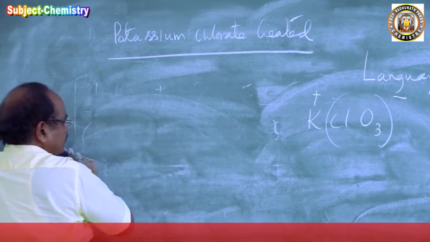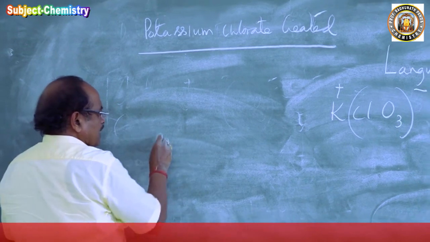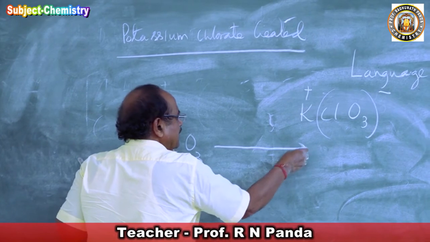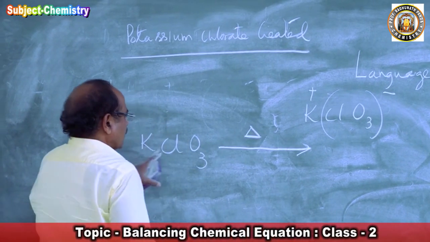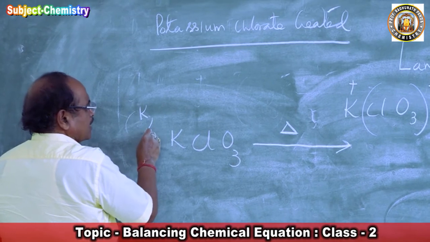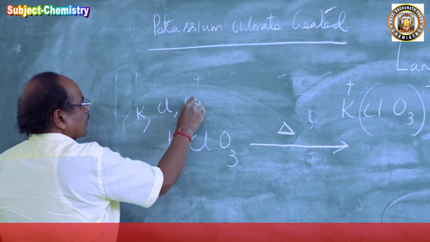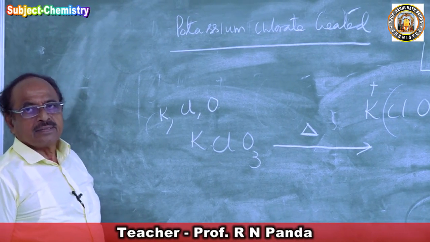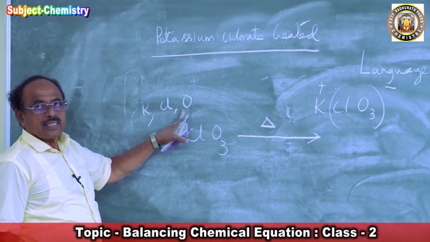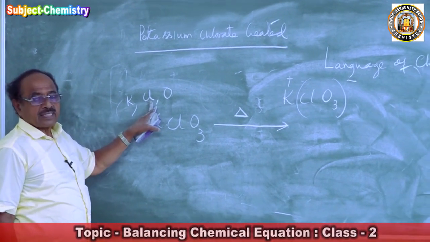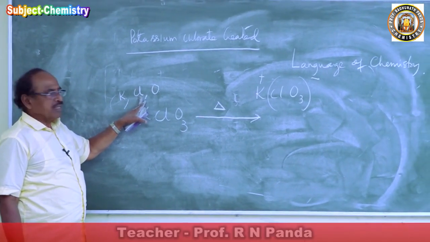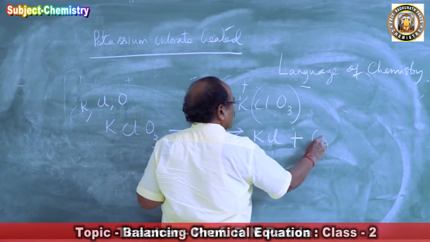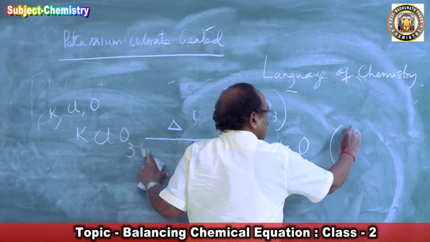What am I doing? I am heating. Now I will write the chemical reaction. Potassium chlorate is the molecule. I am heating the molecule. What does the molecule contain? 3 elements. Potassium is there, chlorine is there, oxygen is there. So potassium and chlorine will react and form what? Potassium chloride. And who will come out? Oxygen will come out. This is our skeleton equation.